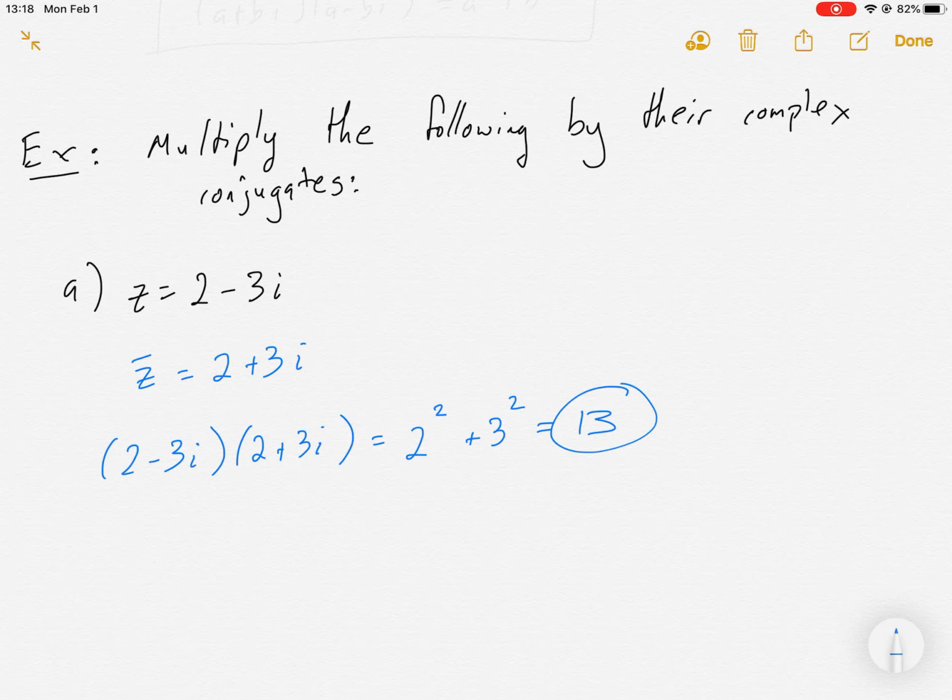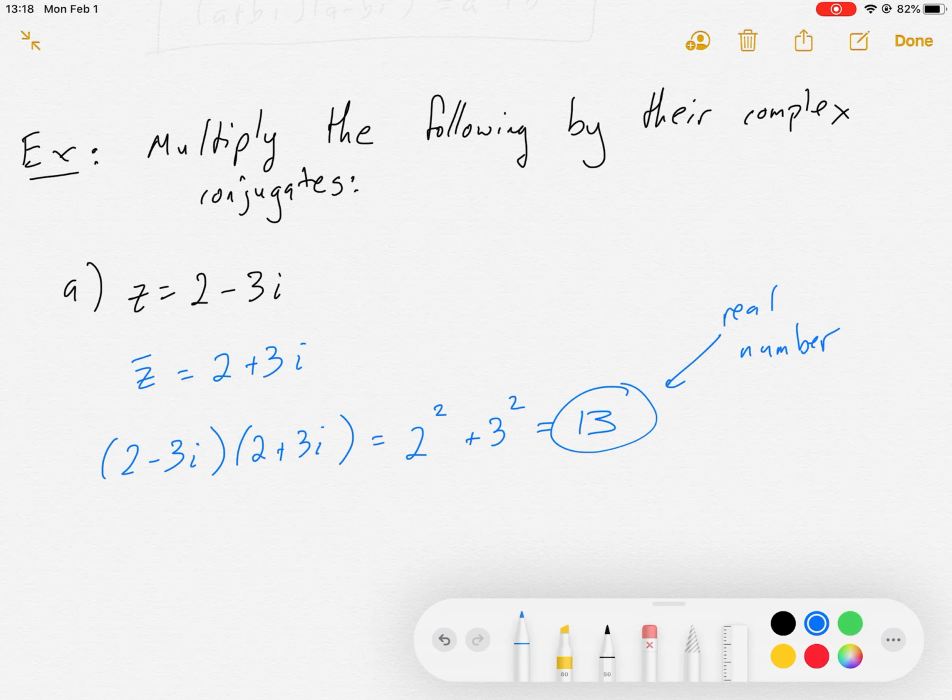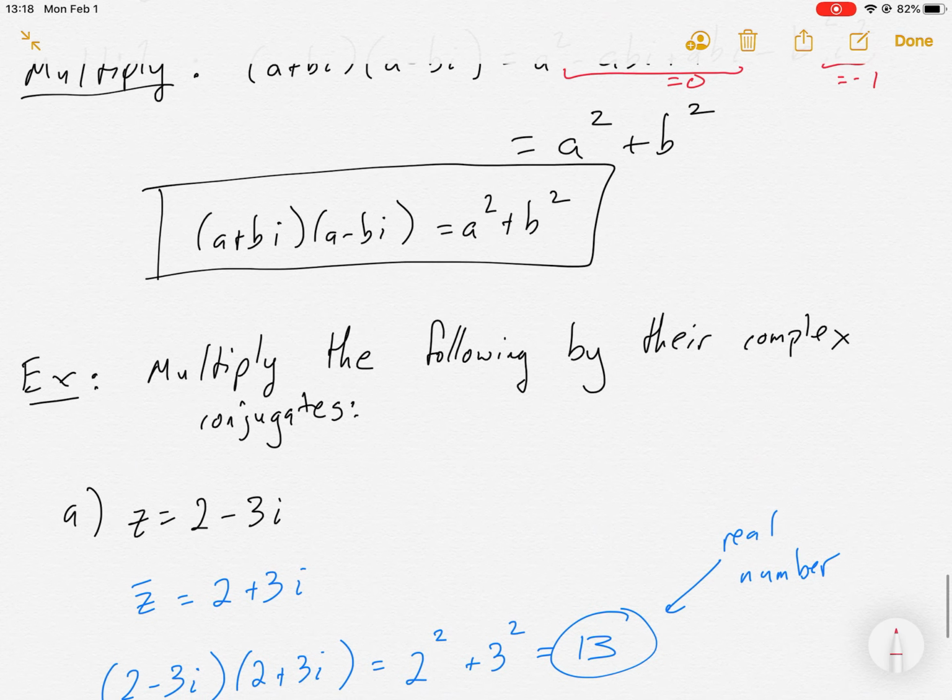Now, what's nice about multiplying a number by its complex conjugate is that the answer you get is always a real number. And that's a note we could actually make in our formula. This here is always a real number. There are no i's in the answer anymore.